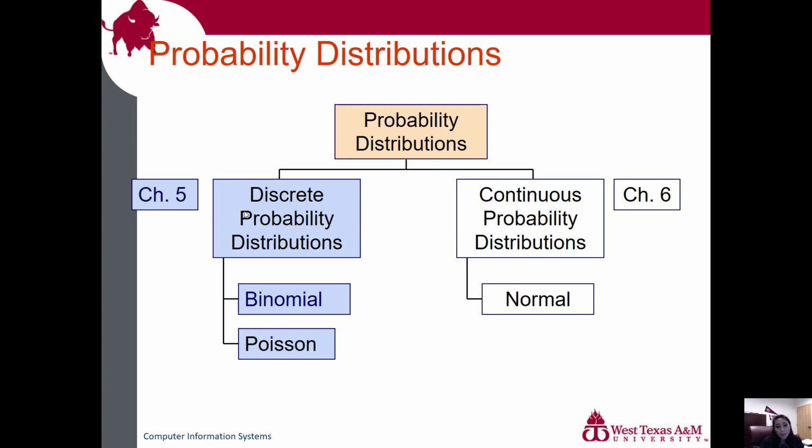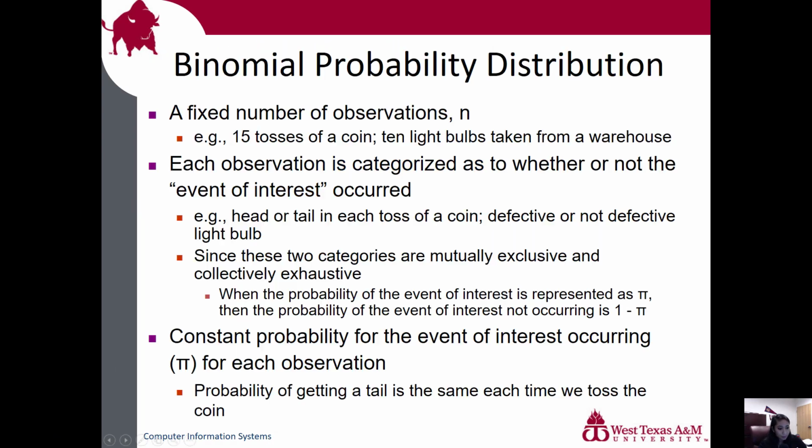So for discrete probability distributions, we'll be talking about 2 different ones that we can use. We can use a binomial distribution, or we can use a Poisson distribution. Again, we're just looking at discrete probability distributions in Chapter 5. Chapter 6, we will look at continuous probability distributions. And we use different probability distributions for different types of data.